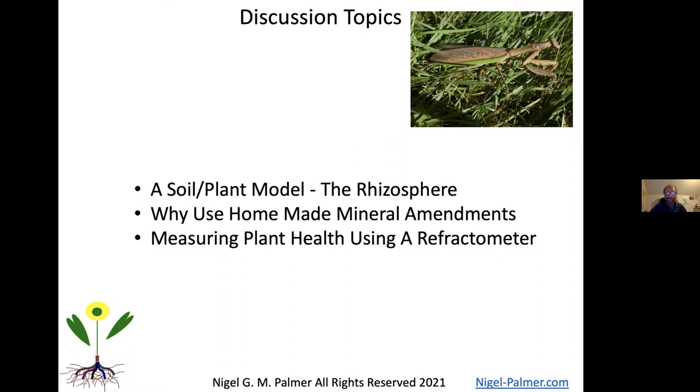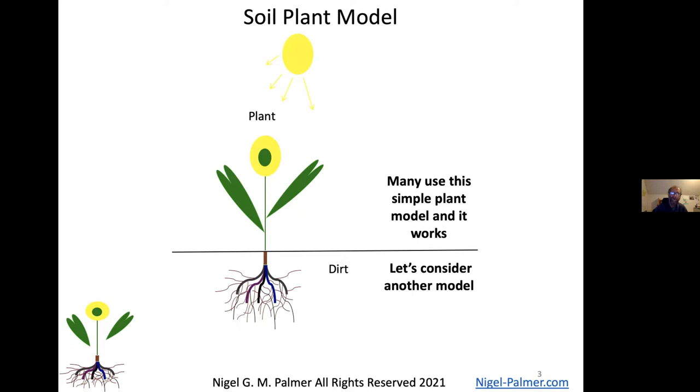So I always start off with something like this, and this is the soil plant model that many people use in order to do their gardening. And this is the soil plant model that I used when I was young. And it was very, very simple. The bottom line is you take a seed and you put it in the ground and you grow a plant and the plant grows and everything's great. And you reap the benefits of the tomatoes or whatever it might be from this plant.